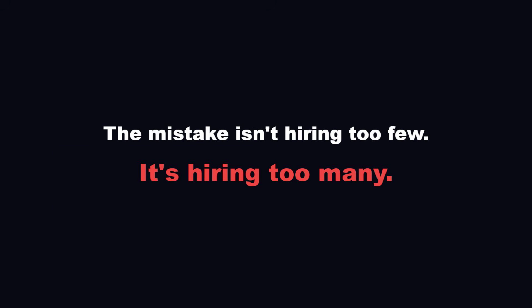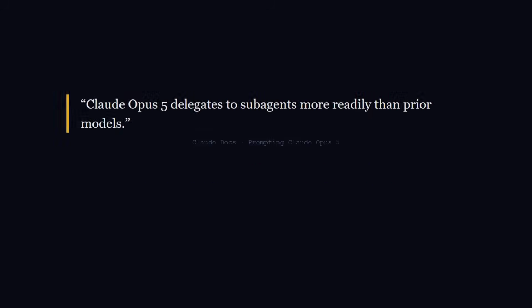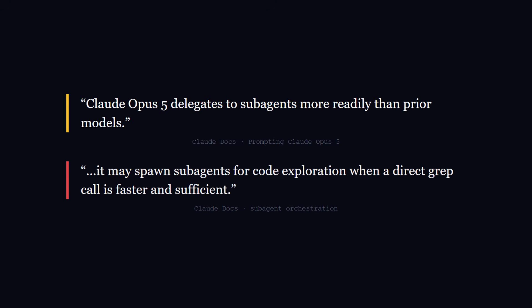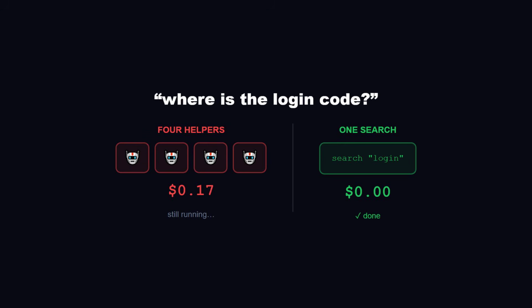Now the honest part, and this matters for the exam and for real work. The mistake isn't hiring too few helpers, it's hiring too many. Anthropic says this directly about their newest models. Claude Opus 5 reaches for subagents more readily than older models. And about the version before it, it might spawn subagents to explore code, even when a simple search would be faster. Think about that for a second. 4 helpers hired. 1 command would have done it. Every helper costs money and time.